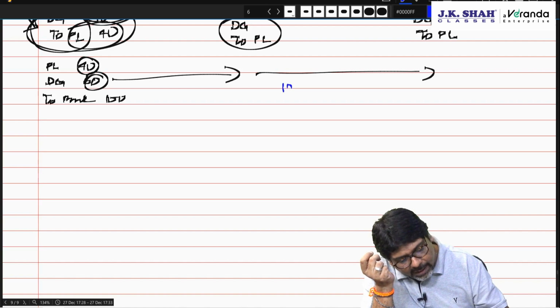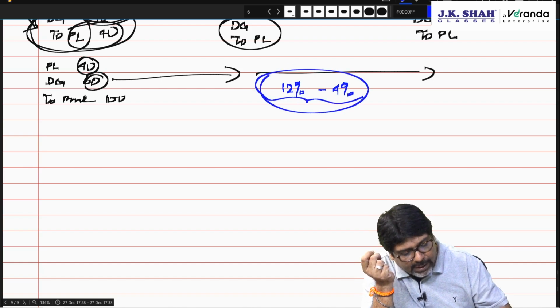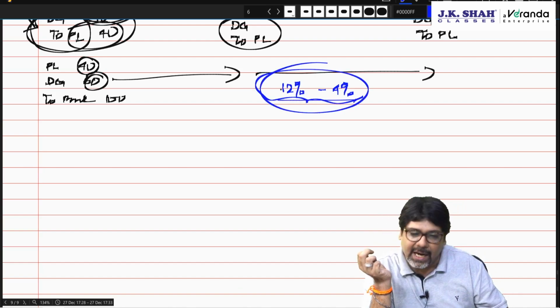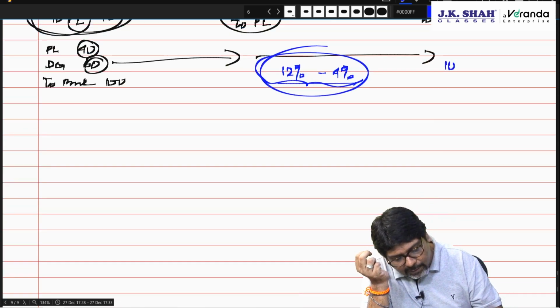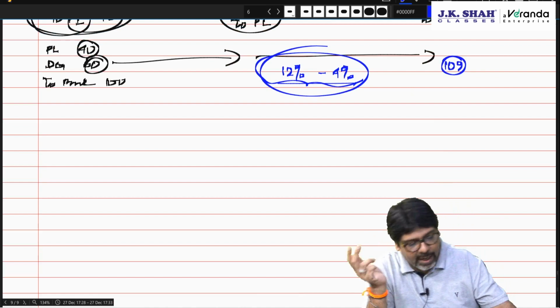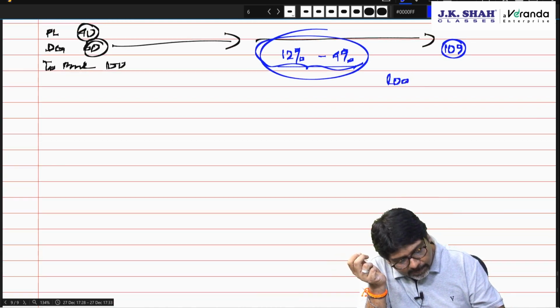Now, loan at concessional rate. That means market rate of interest is 12%, but government has given you loan at 4%. That means you got the loan at 8% cheaper. So how much is government grant? So first we'll apply the principles of Ind AS 109 to find out the amount of government grant. How to find out the amount of government grant? Loan received.